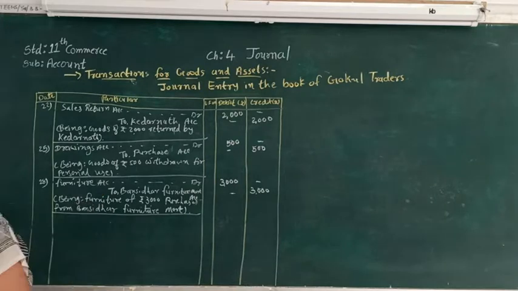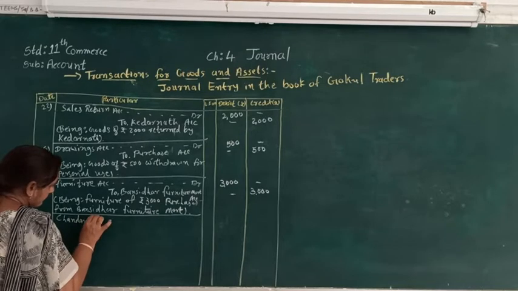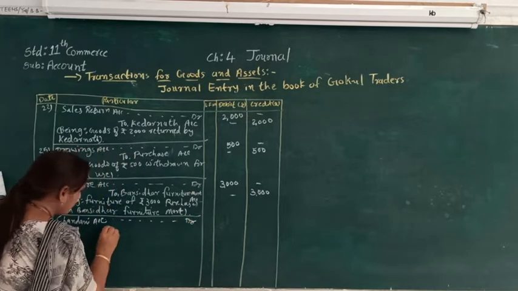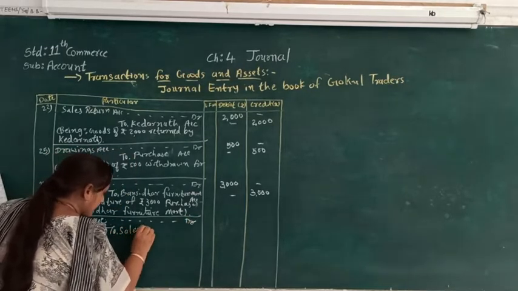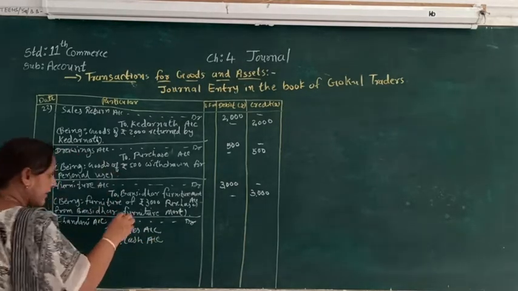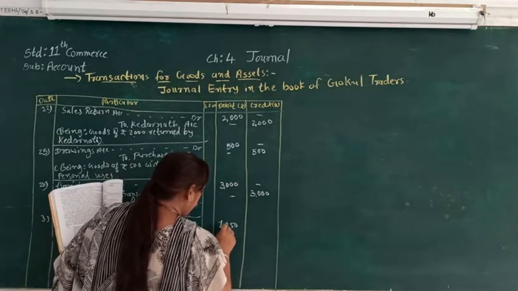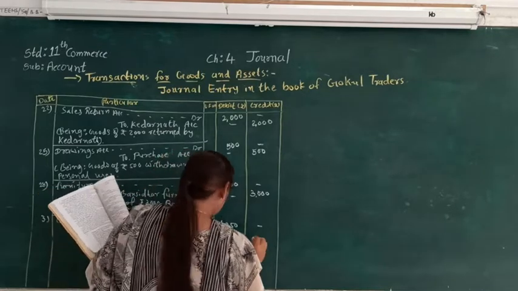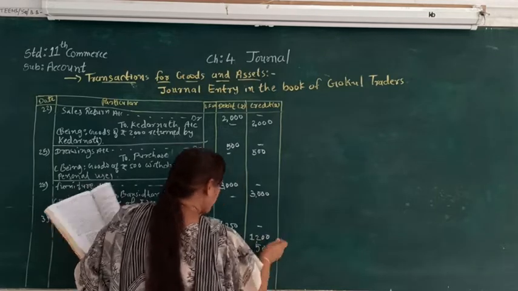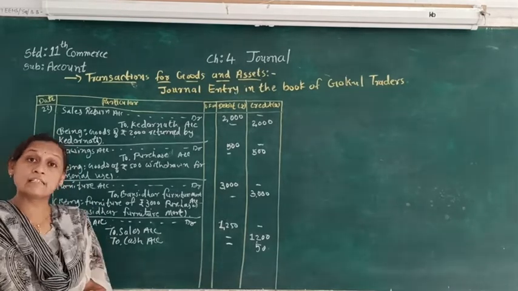So our journal entry will be Chandni account debit to sales account to cash account. Here Chandni account is going to be debit by 1250, and sales account it will be 1200, and cash will be of 50. So here our transaction of this sum is finished.